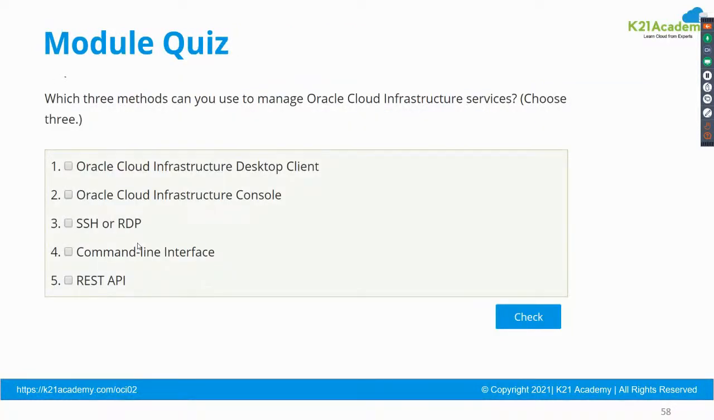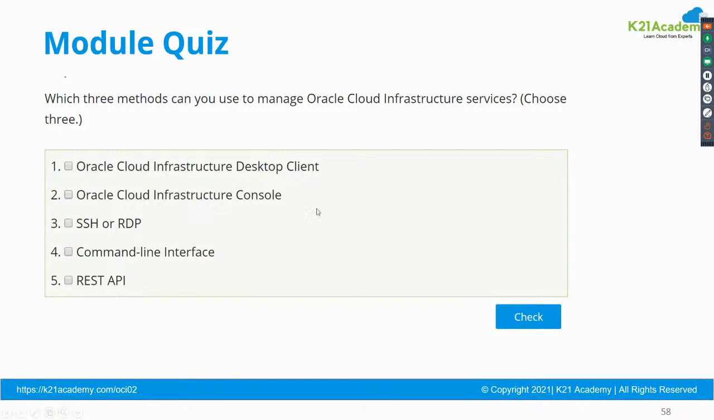Okay, so here is the quiz. Which three methods can you use to manage OCI? You need to select three answers. Put what you select in your chat box. First is the Oracle Cloud Infrastructure Desktop Client. Second is the console. Third is SSH or RDP, command line interface, and the REST APIs. So I think it is pretty clear.